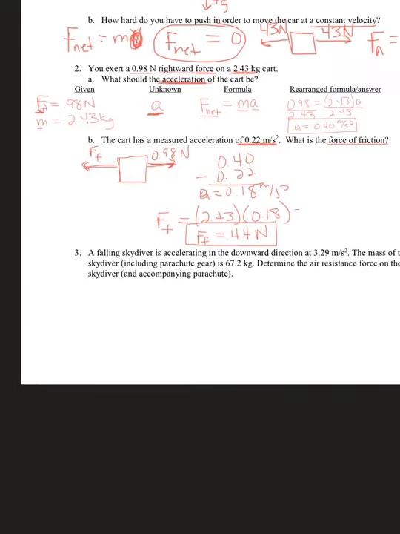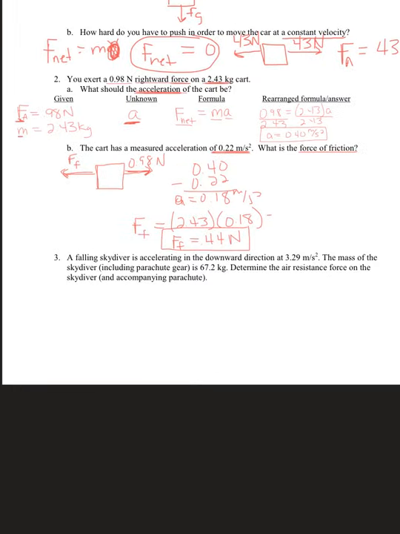Last question. A falling skydiver, and so we already know that our object is in the air because it's falling, is accelerating in the downward direction at 3.29 meters per second squared. The mass of the skydiver, including the parachute gear, is 67.2 kilograms. Determine the air resistance force on the skydiver.